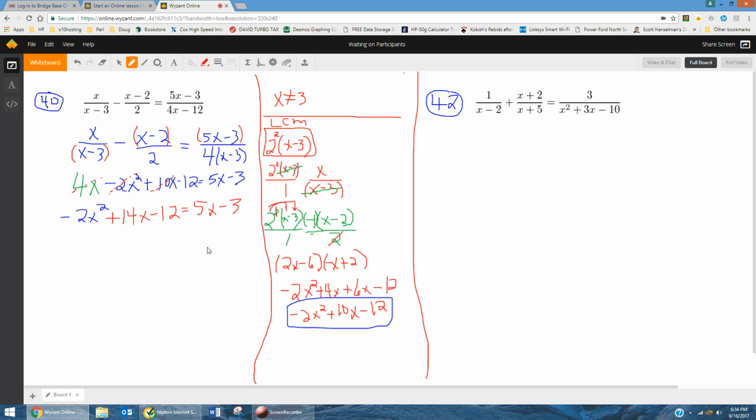So let's collect all the terms on the left side, which means we have to move these two, the 5x and the minus 3, back to the left side. So I'd have minus 2x squared. When I transpose the 5x over, or subtract 5x from both sides, I'll get a 9x. And when I transpose the minus 3, it'll become a plus 3, so I'll get minus 9.